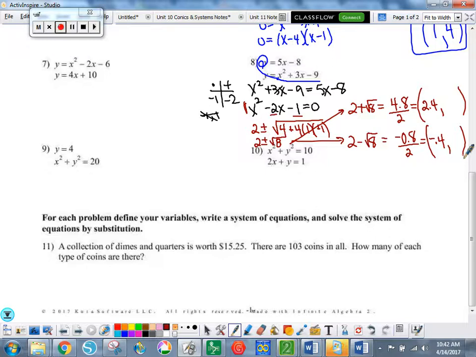Let's take them and plug them back into which one? Definitely the top one. Come back up here. 5 times 2.4 minus 8 is what? 4. Is 4? 3. They're both 4? No. Okay, let's do the other one. 5 times a negative 0.4 minus 8 is negative 10.